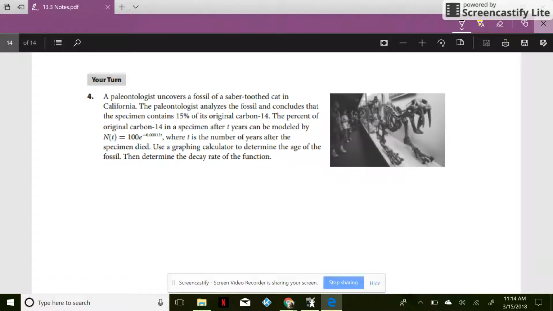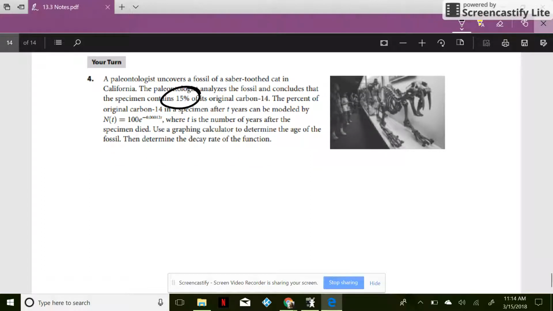A paleontologist uncovers a fossil of a saber-toothed cat in California. The paleontologist analyzes the fossil and concludes that the specimen contains 15% of its original carbon. So the percent of the original carbon in the specimen after t years can be modeled by the given function, where t is the number of years after the specimen died. So first thing we want to do, using a graphing calculator, is determine the age of the fossil, and then determine the decay rate of the function.